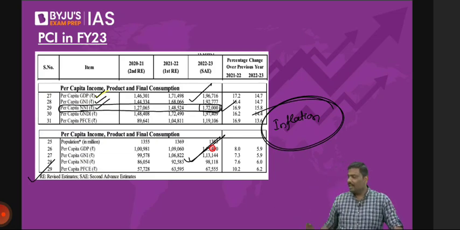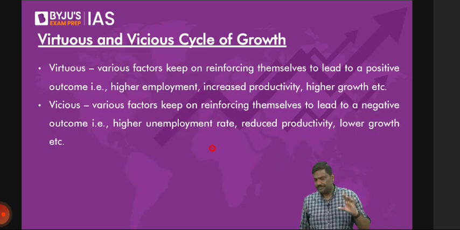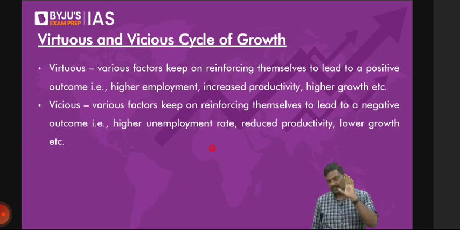Next up, two sets of important current affairs. One is a virtuous cycle and a vicious cycle. The second one is pro-cyclical and counter-cyclical. Let's go one by one.